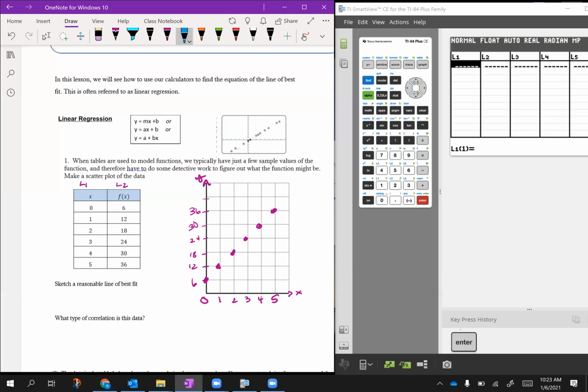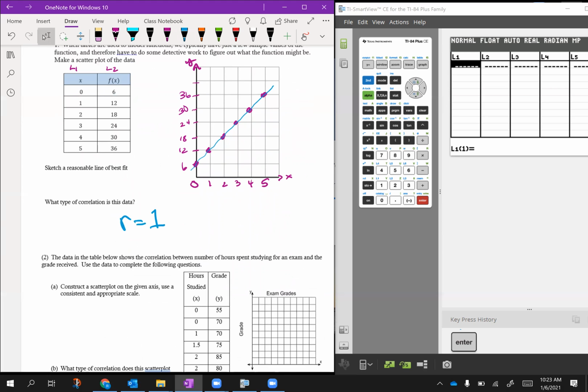Then it says sketch in the line of best fit. So maybe you want to grab your ruler and draw it in. My ruler is hiding right now, so I'm just going to draw that in, do the best I can. I changed colors so you can see it. So that's a reasonable line of best fit. What type of correlation is this data? Reviewing from last time, that was a perfect fit. They all fall perfectly on the line. So this one is R equals 1. Perfect positive correlation is 1.